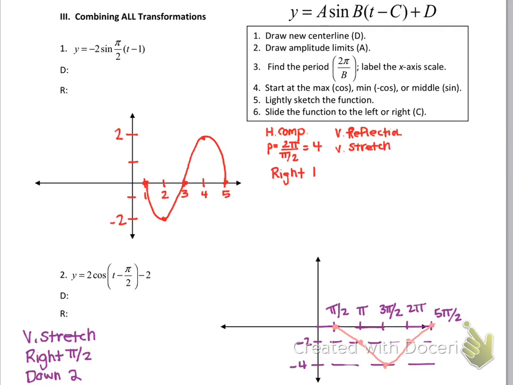So the domain of this is pi over 2, comma 5 pi over 2. My range now is negative 4 to 0. And I just realized I missed the domain and range of the first one, which is 1 to 5, and then negative 2 to 2. So now we have all of our shifts and transformations that we can put together and graph.